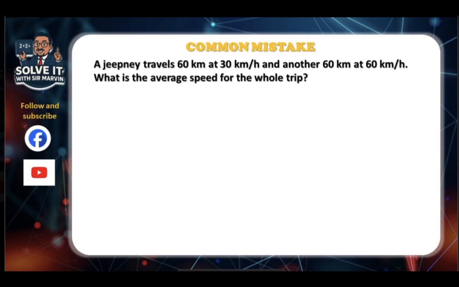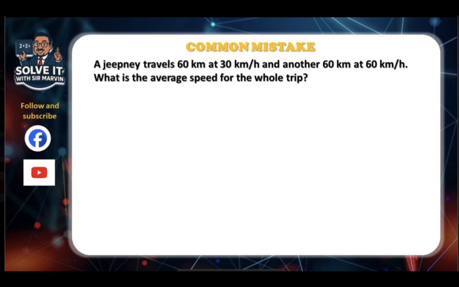For today's video, we'll be talking about common mistakes committed by students in computing for average speed. So let's start. A jeepney travels 60 kilometers at 30 kilometers per hour and another 60 kilometers at 60 kilometers per hour. What is the average speed for the whole trip?